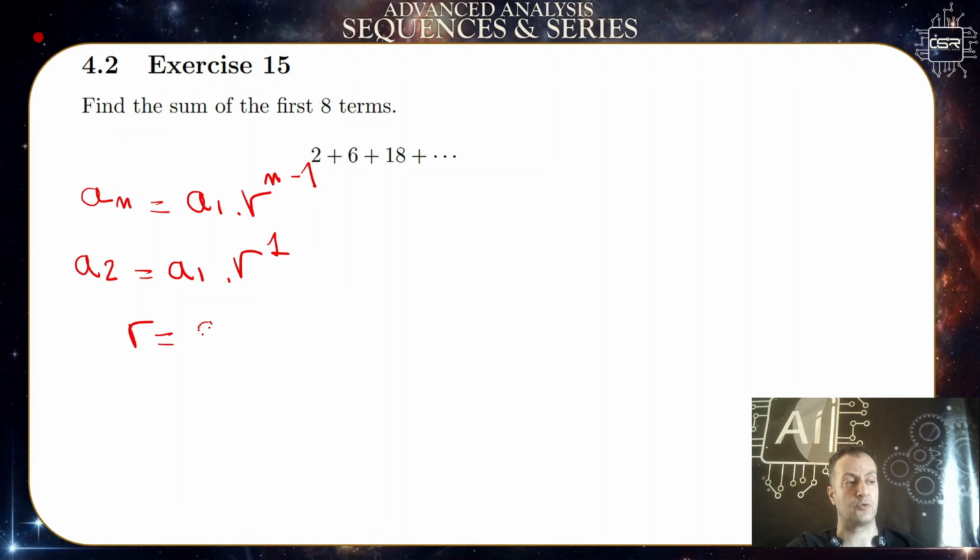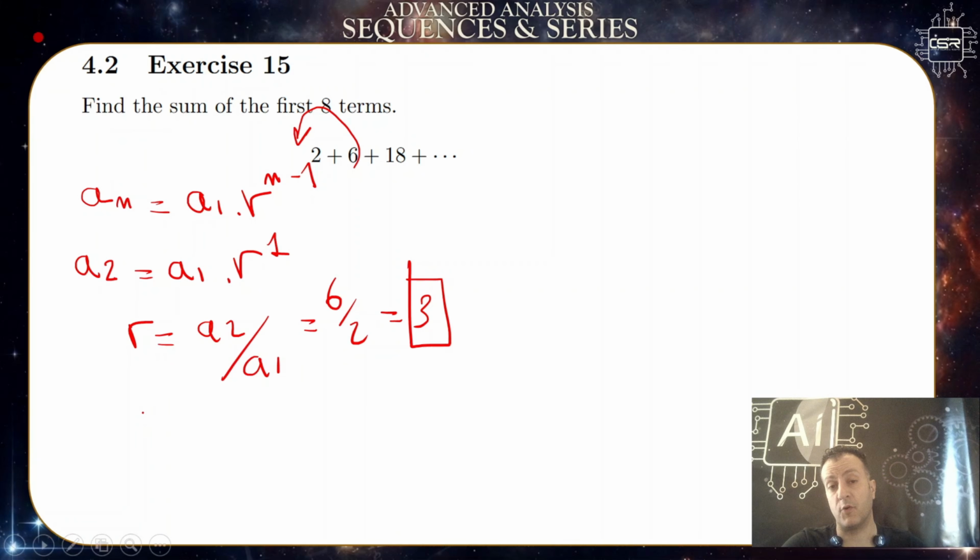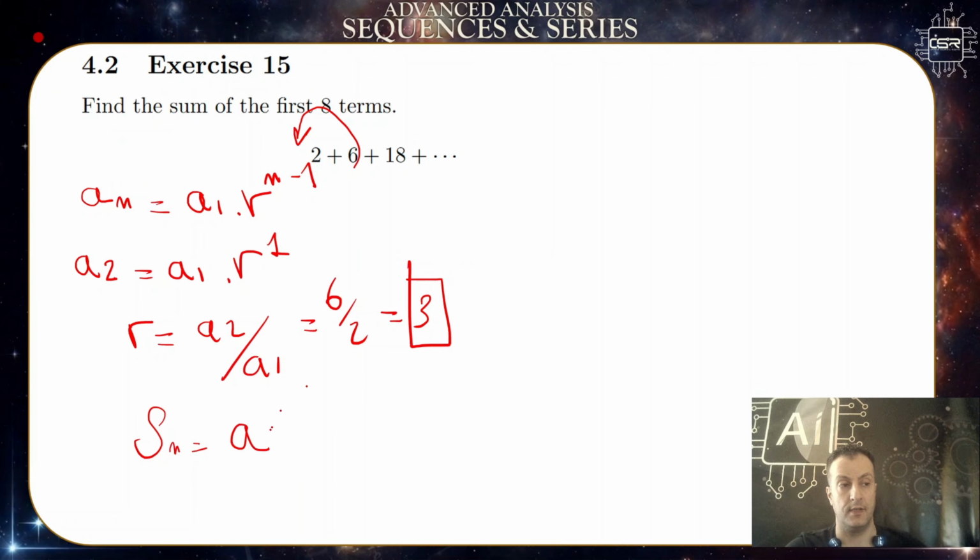Hence, r is equal to a2 divided by a1, which is 6 divided by 2, equal to 3, so r is equal to 3. As for the sum in the geometric sequence, it has the following formula. Sn is equal to a, which is the first term. Here a is equal to 2, and r is equal to 3. We just found r moments ago.